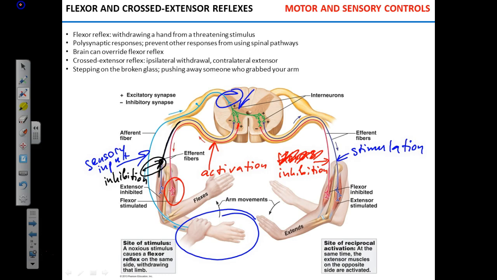Look at me again. My watch is grabbing my arm, okay? It activates my ipsilateral flexors and contralateral extensors. Does that make sense? And it inhibits my ipsilateral extensors and my contralateral flexors. Does it make sense?